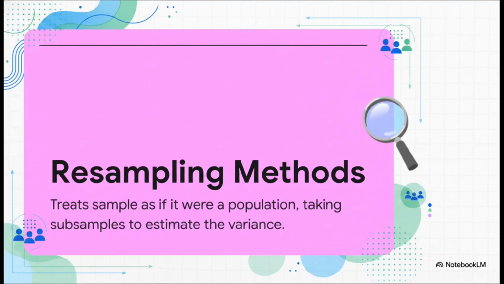Enter resampling methods. And the fundamental aha moment here is in the definition itself. We treat the sample itself as if it were a pseudo-population. By taking different subsamples from this newly imagined population, we can actually use the variability among those subsamples to estimate our overall variance. It's a brilliant workaround.